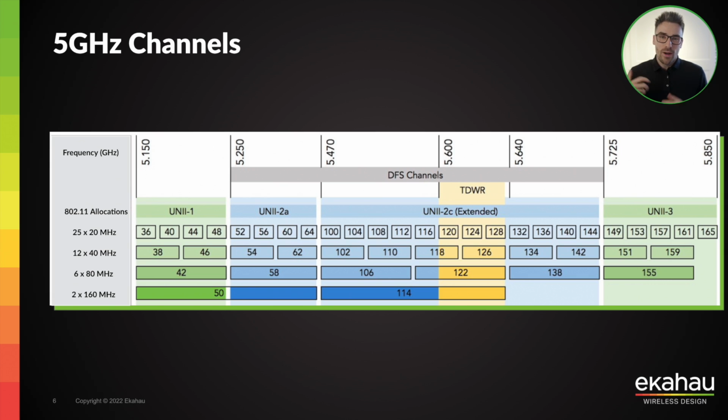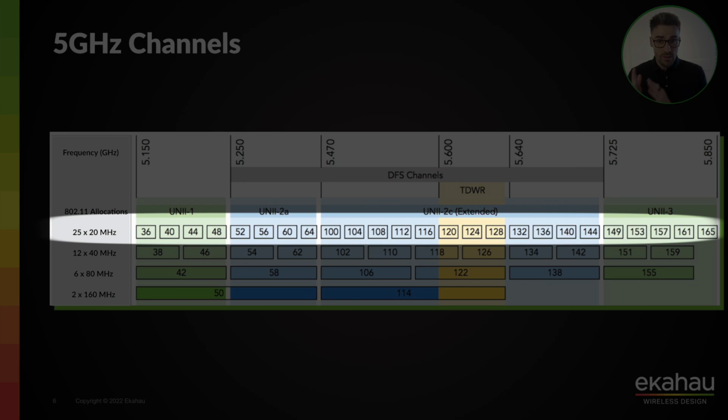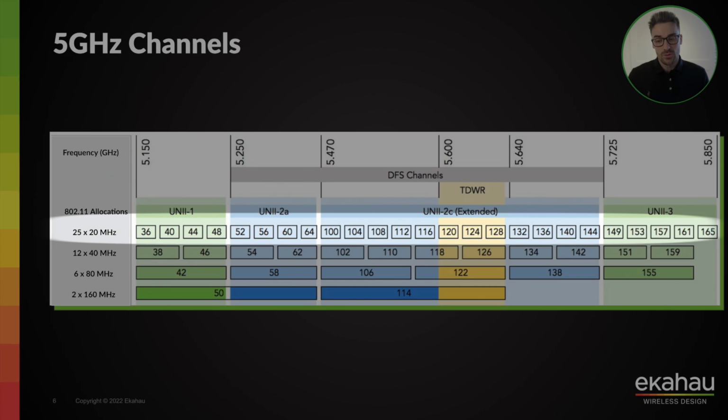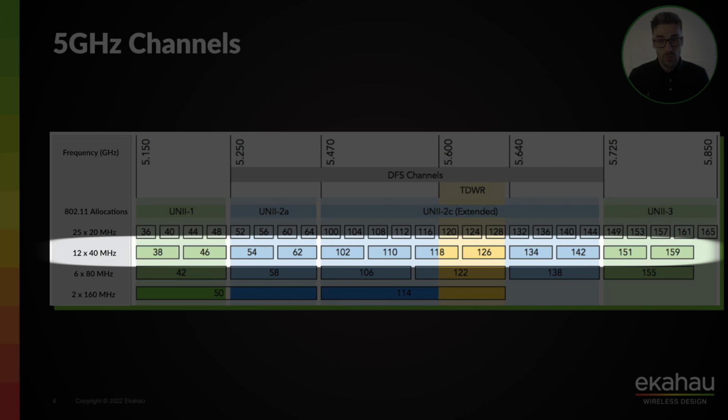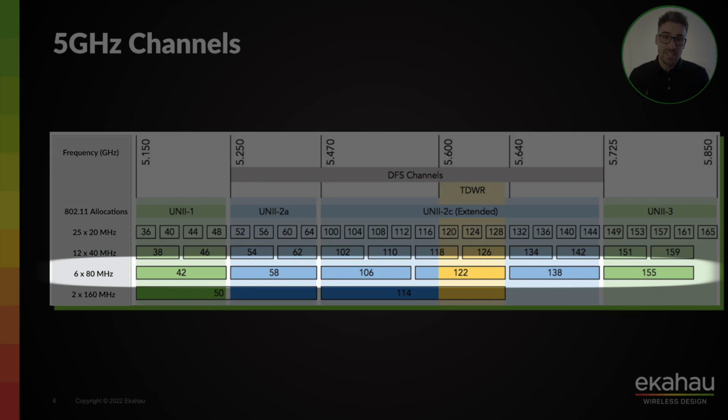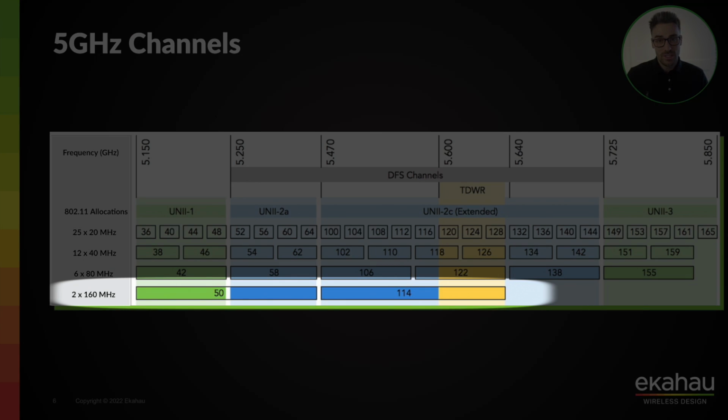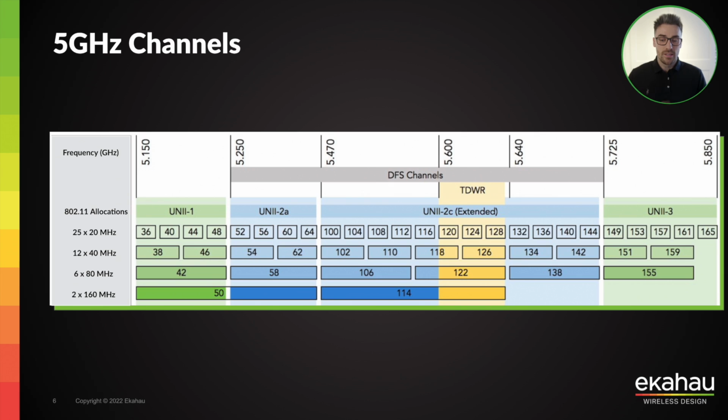But if we look at the practicality of this, if we were to do that, we go from having 25 non-overlapping 20 megahertz wide channels to 12 non-overlapping 40 megahertz wide channels, down to then 6 non-overlapping 80 megahertz wide channels, and then just 2 160 megahertz wide channels. And from what we've already learned in this video so far, the aim and the goal of Wi-Fi is we want to limit the amount of overlapping channels we have on our radios as much as possible. Okay, now we've broken it down by the rows.